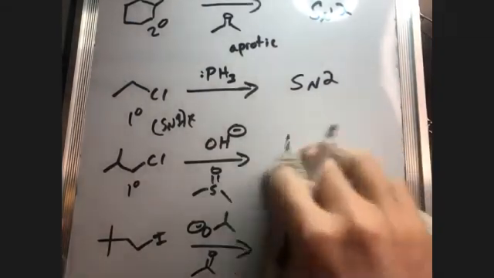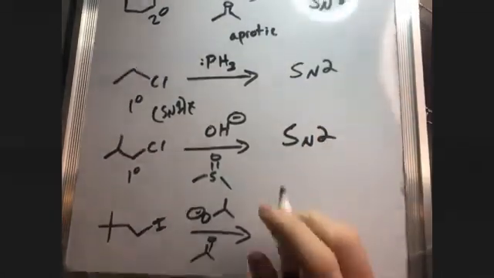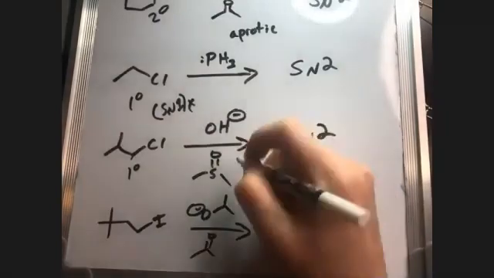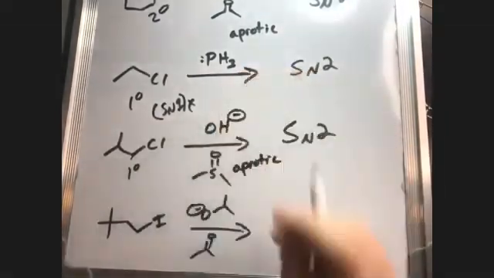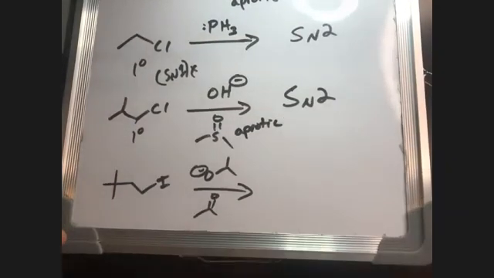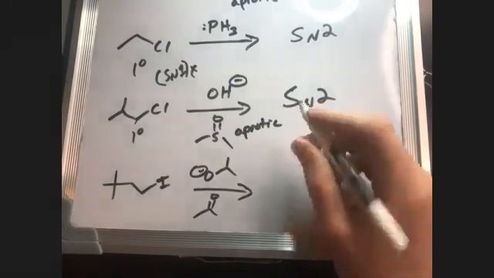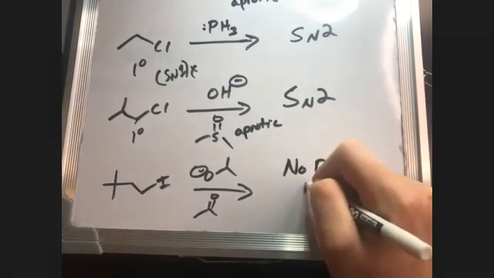Oops, I'm drawing the product. That's not the question. Sn2, primary at this position. This is an aprotic solvent. This is a great nucleophile. So here, this one more than likely is going to be no reaction, or at least mild reaction.